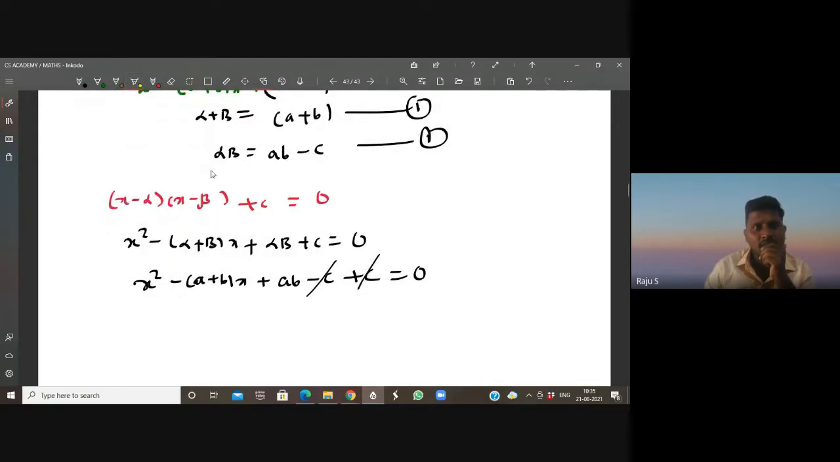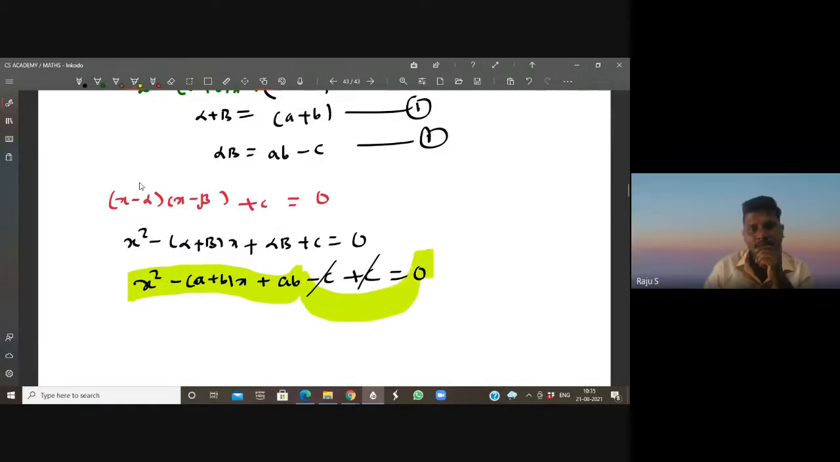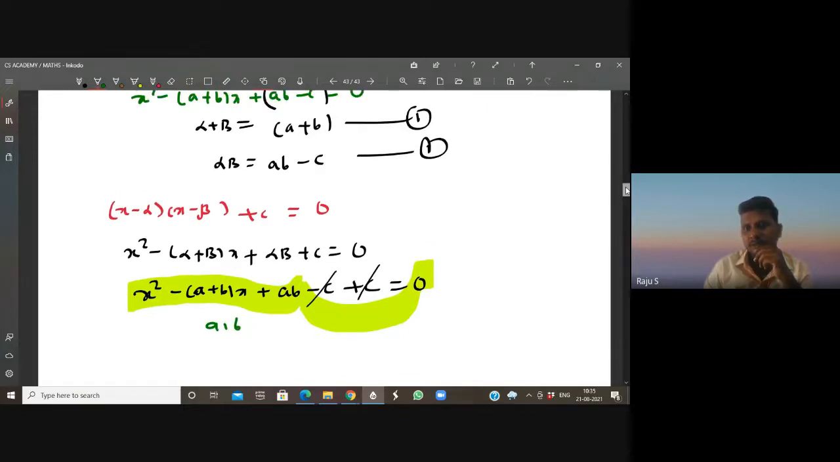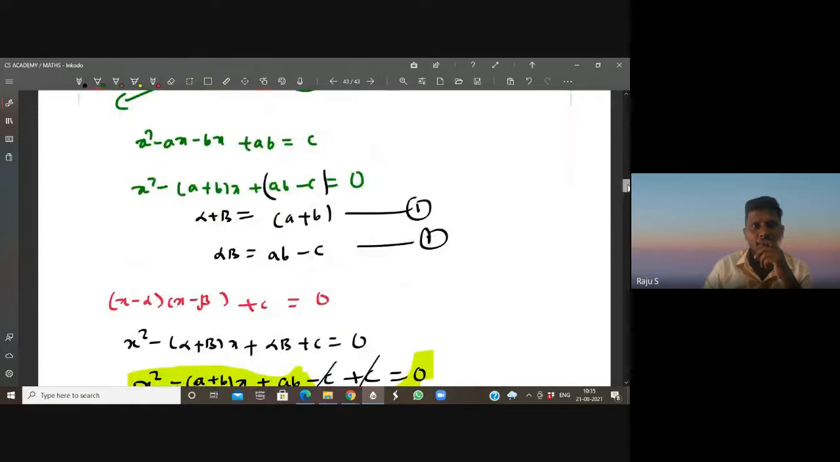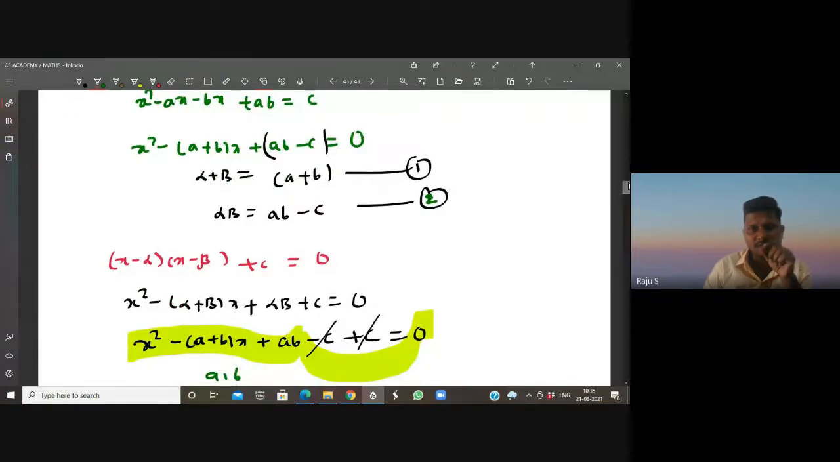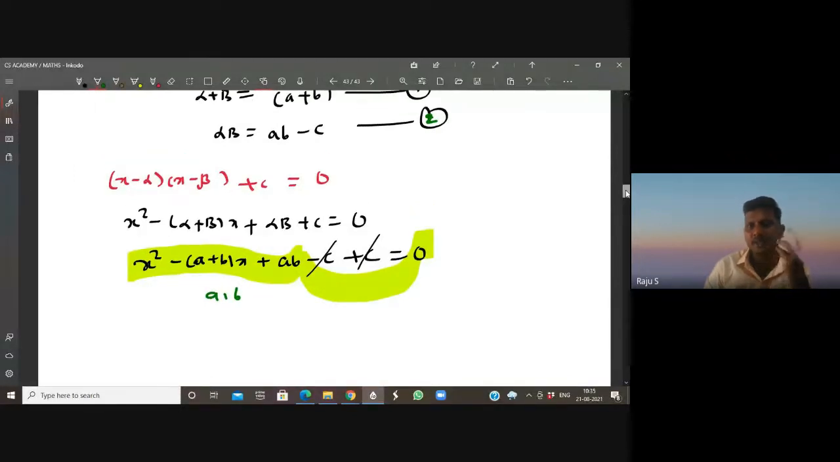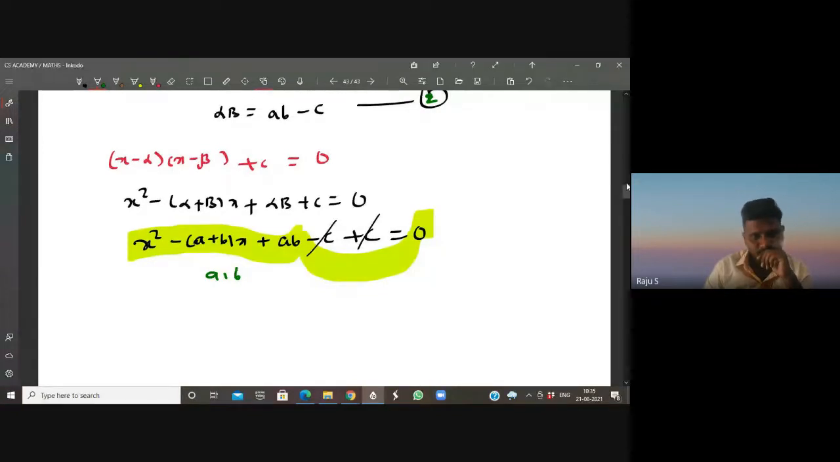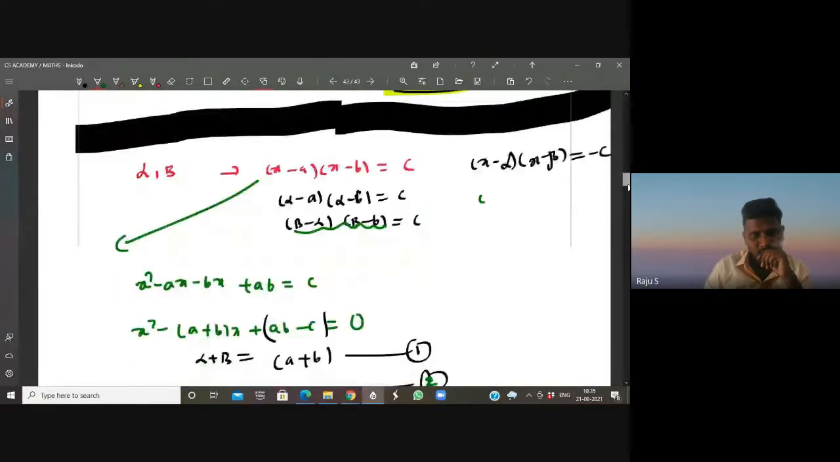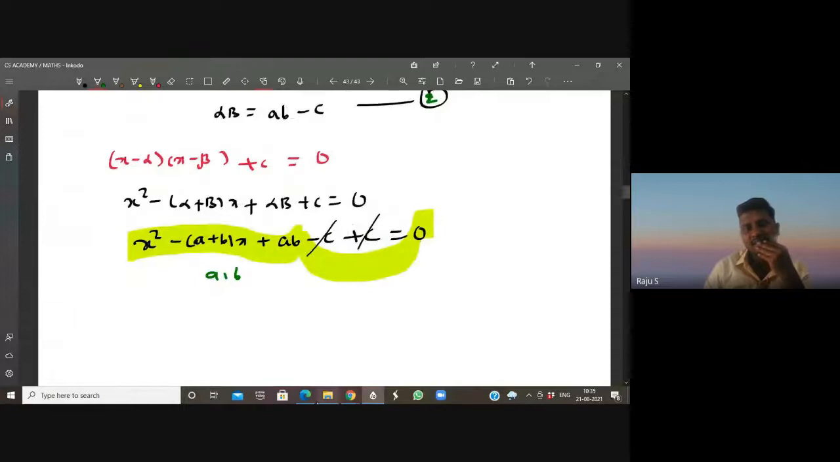So what about the roots of this equation? Anyone? A comma B. That's all. The roots are small a comma small b. So very simple. Alpha, beta are the roots. I took the sum of the roots and the product of the roots, and considered these as equations 1 and 2. Then I took the second equation, multiplied, and replaced alpha plus beta and alpha beta. We finally got a comma b. Any doubts? I hope you understood.